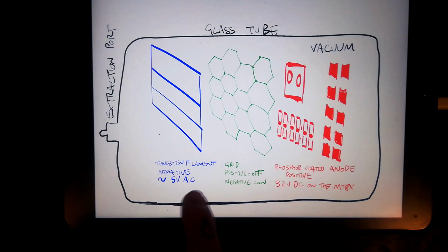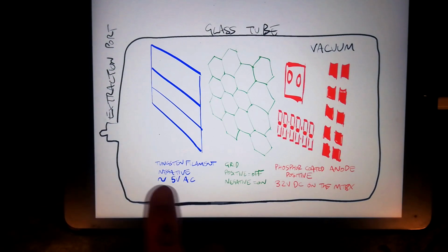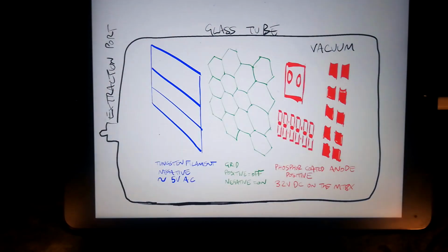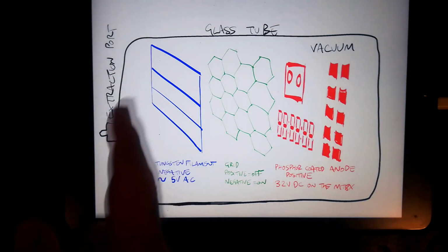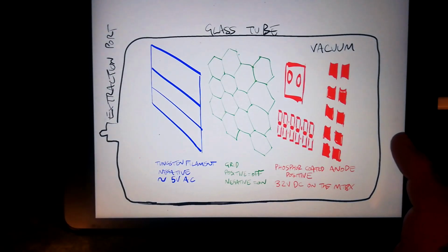That should be RMS, by the way, root mean square, if you're fastidious about these things. But approximately 4.5 to 5 volts AC, and then there are free electrons. They're negatively charged, so they want to go to something positive. So you have this positively charged anode.